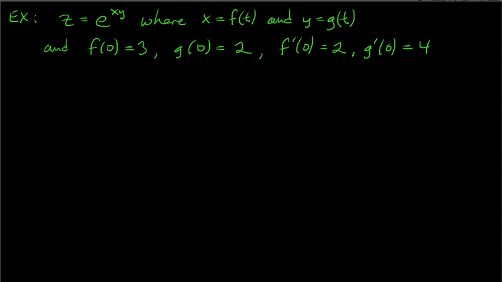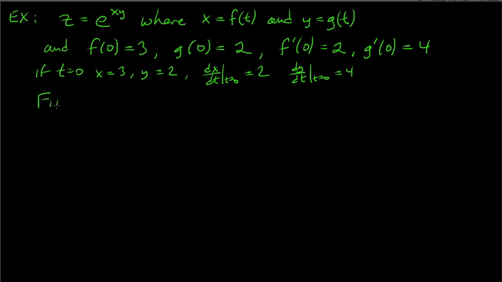right, at t equals 0, right? So this is just saying if t is 0, then we know that x is 3, y is 2, and we know the derivatives too, right? The derivative of x, again, at t equals 0 is 2, and the derivative of y at t equals 0 is 4, right? So I didn't write down the question yet. The question is to find the derivative of z at t equals 0.